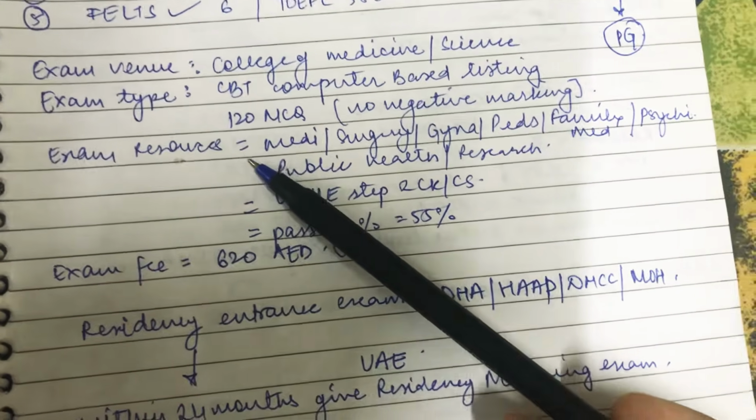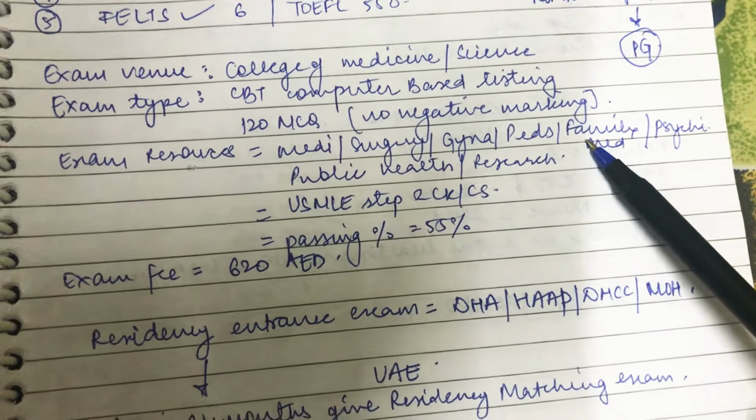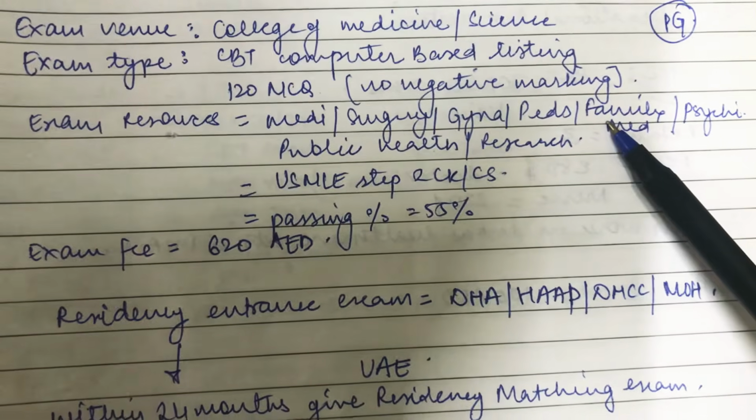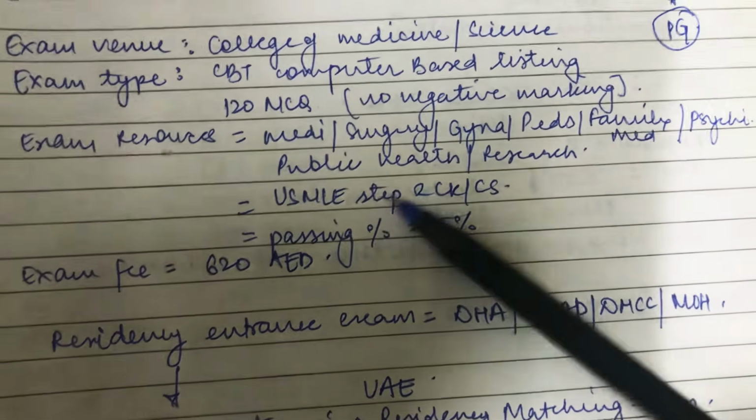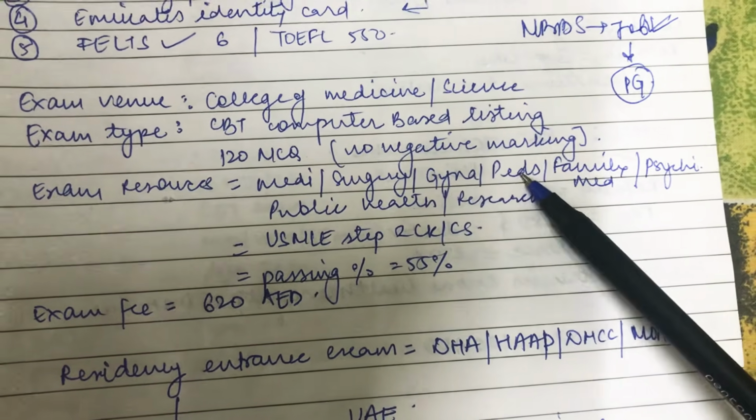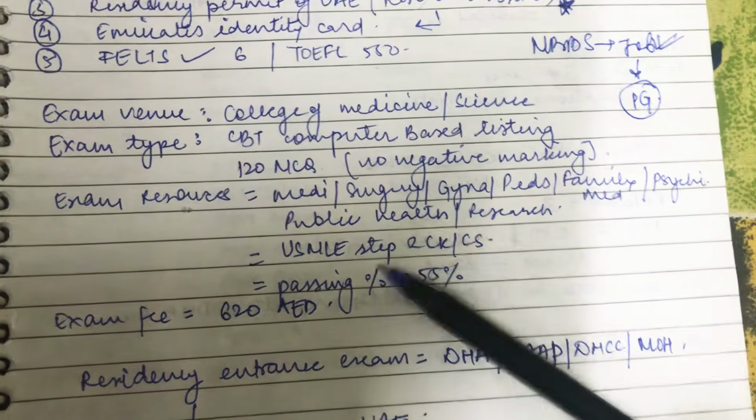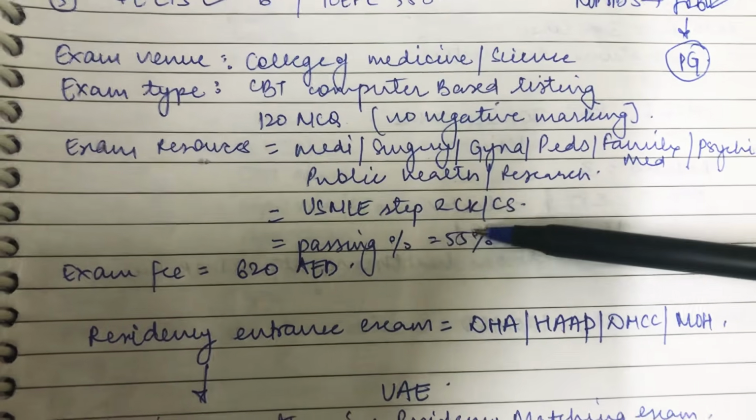Exam resources and exam subjects. These subjects are tested in all the examination. In the previous video we talked about 4 exams, and in this video we are talking about 2 exams. So in all of them they only test clinical subjects, that is medicine, surgery, OBGYN, peds, family medicine, psychiatry, public health and research. Now the examination is similar to USMLE Step 2 CK and CS.